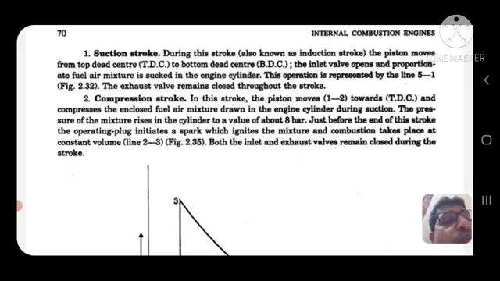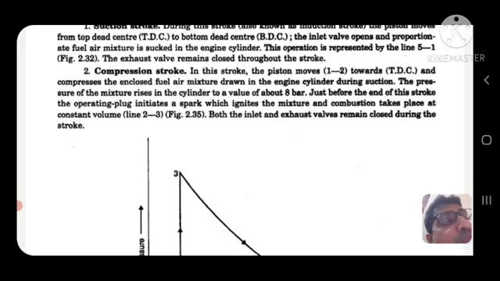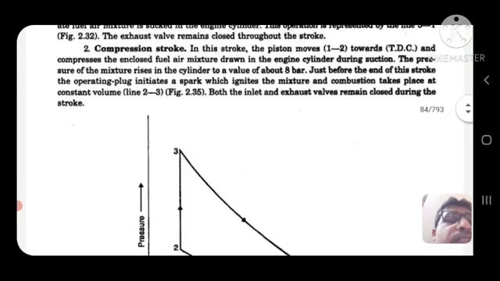Compression stroke. In this stroke, the piston moves from 1 to 2 towards TDC and compresses the enclosed fuel air mixture drawn into the engine cylinder during suction. The pressure of the mixture rises in the cylinder to a value of about 8 bar. Just before the end of this stroke, the spark plug initiates a spark which ignites the mixture, and combustion takes place at constant volume. Both the inlet and exhaust valves remain closed during the stroke.